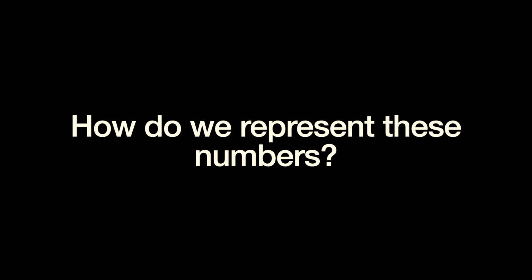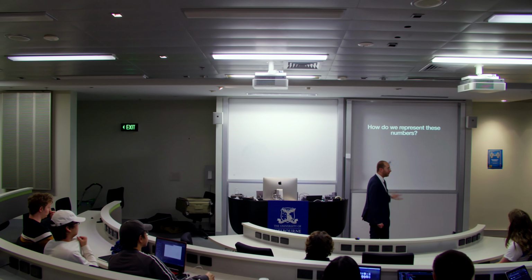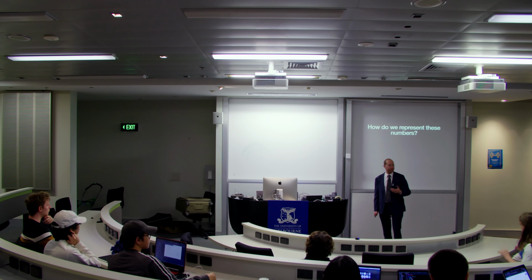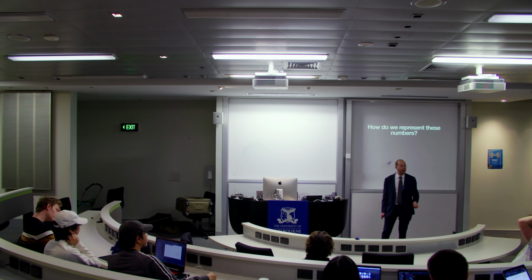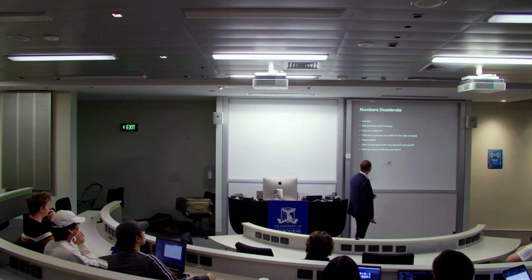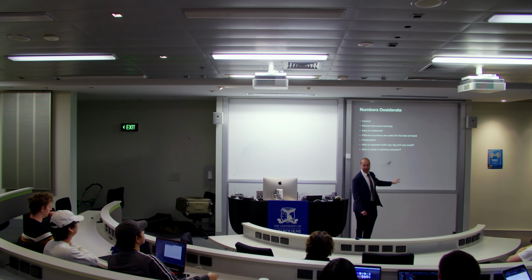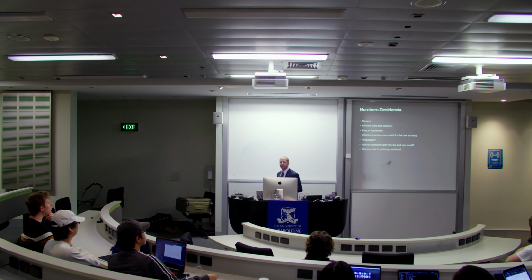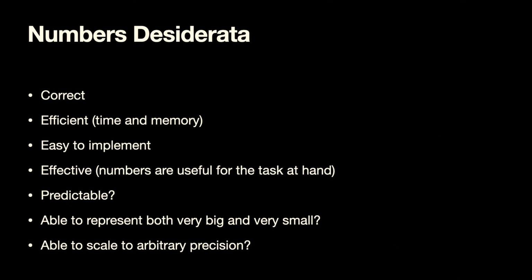Most of the numbers that we've been using so far in the class are integers. We know how integers work. We know how to represent them. We talked very early in week 2 about integer bit representations, but we don't yet know how to do this for floating point numbers. So there are a few things that we want out of our numbers that we're representing on the computer, and we'll make up these desiderata. So when we do maths, it should be correct. Our numbers aren't going to be much use if they're not correct.